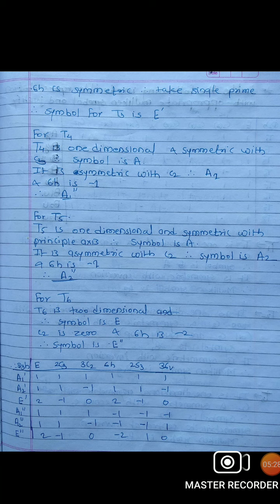This is the final character table of D3H. For the first irreducible representation, the Mulliken symbol is A1 prime. For the second it is A2 prime. For the third irreducible representation it is E single prime. For the fourth irreducible representation it is A1 double prime. For the fifth it is A2 double prime, and for the sixth it is E double prime. Today we stop here.